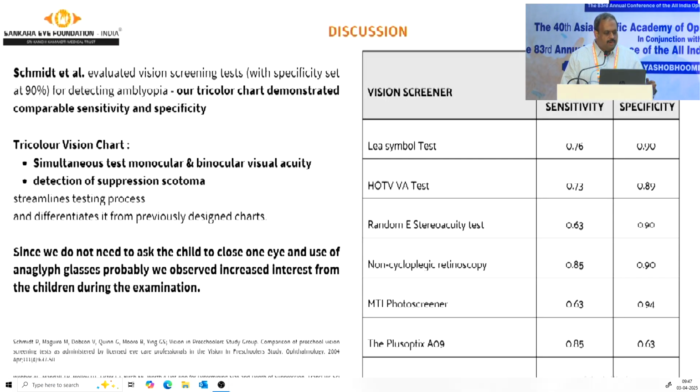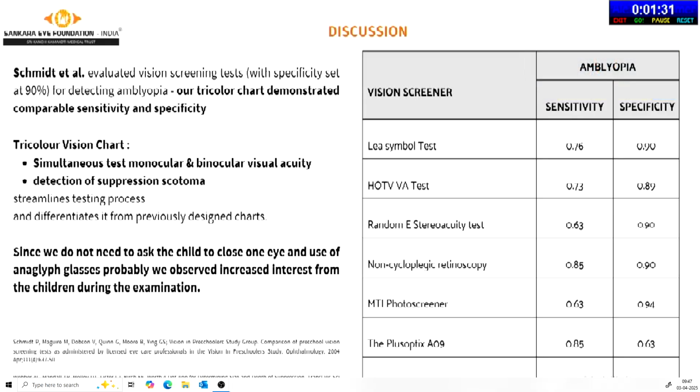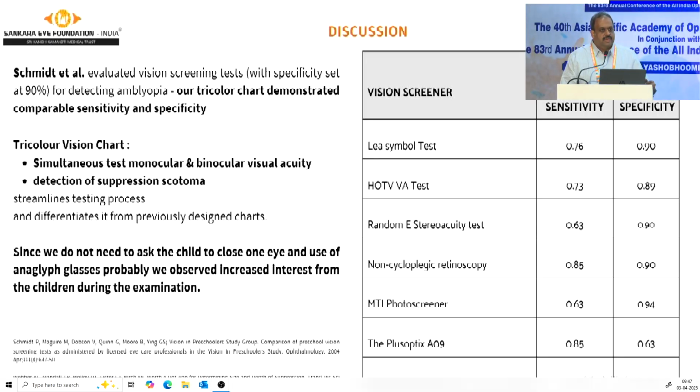Our chart is very novel in that it simultaneously tests both monocular and binocular visual acuity and also helps us to look for any suppression scotoma that the child may have. It essentially streamlines the entire testing process, and since we don't ask the child to cover one eye and they're using anaglyph glasses that are colored, we did see a lot of interest among all the children who actually volunteered to be a part of this test.